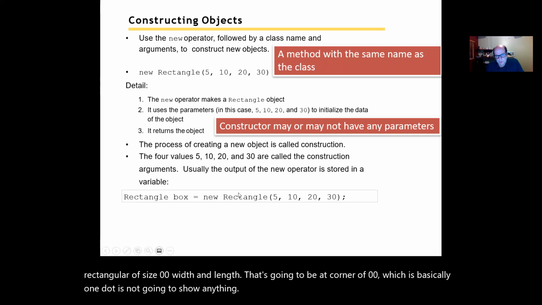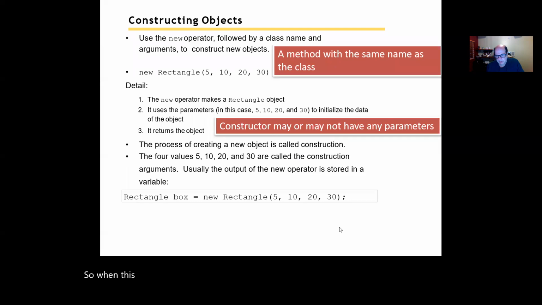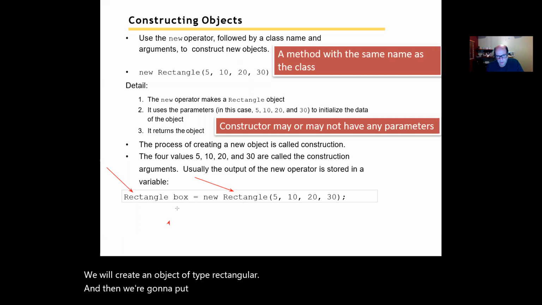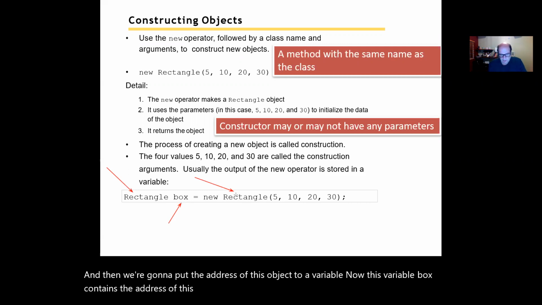I want to mention this again, the class is Rectangle. We will create an object of type Rectangle. And then we're going to put the address of this object into a variable. Now this variable box contains the address of this new object that we are creating.